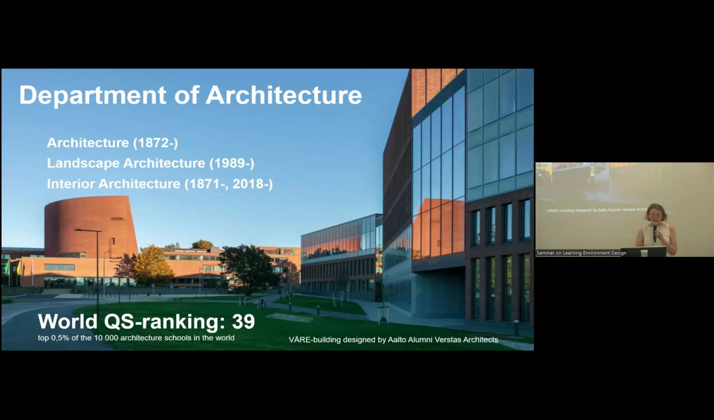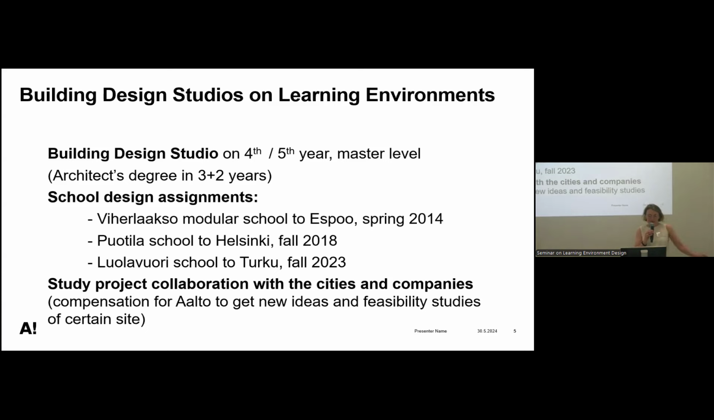So we have all the scales of built environments, from furniture and door handles to buildings, city spaces and landscapes. We are nowadays both in this new building of the arts school and in the old building, and we reached the 39th position in the QS ranking of architecture schools.